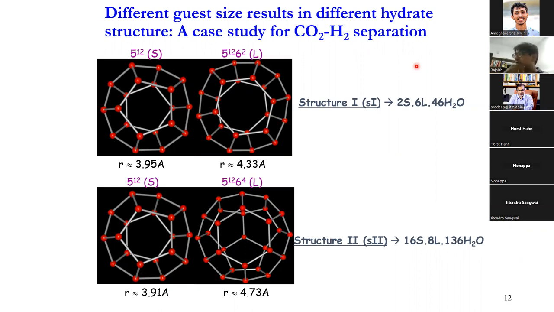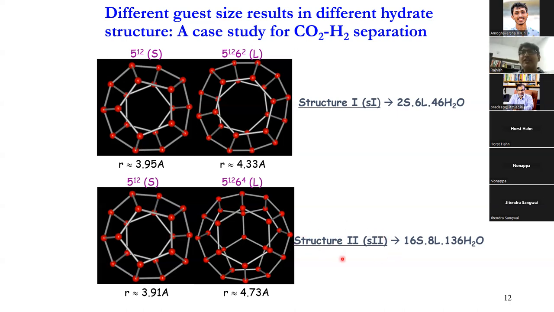So this is one case study for a mixture of CO2 and hydrogen, where roughly 40% CO2 is there, 60% hydrogen is there, and how do you separate these two gases by forming hydrate? Now, CO2 is obviously larger in size, hydrogen is smaller in size. But if you look at the phase diagram, CO2 forms hydrate at much milder conditions, and hydrogen forms hydrate at very high pressure conditions. Further, pure hydrogen likes to form a structure 2 hydrate.